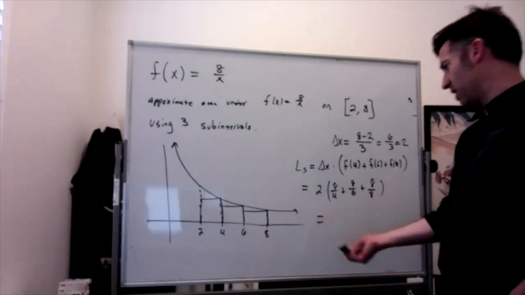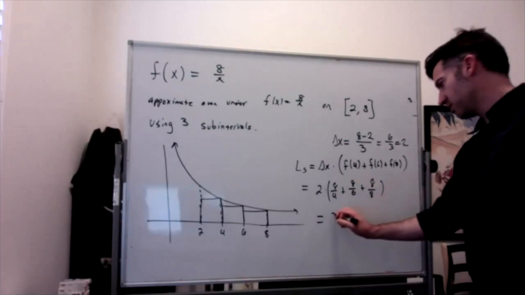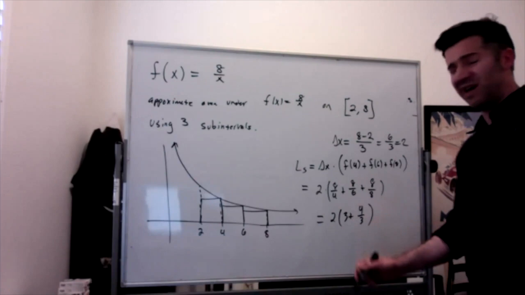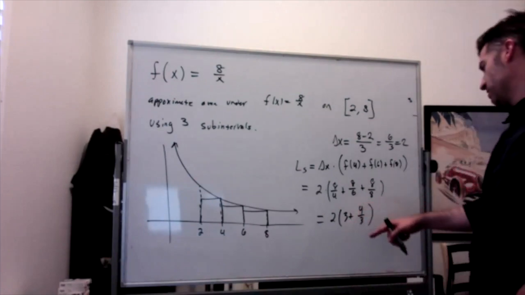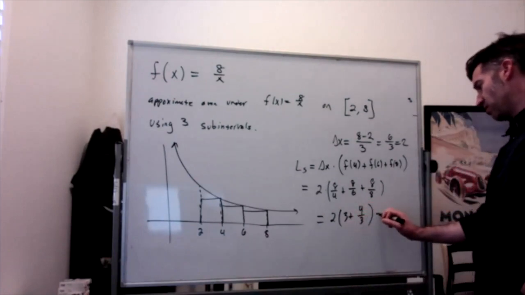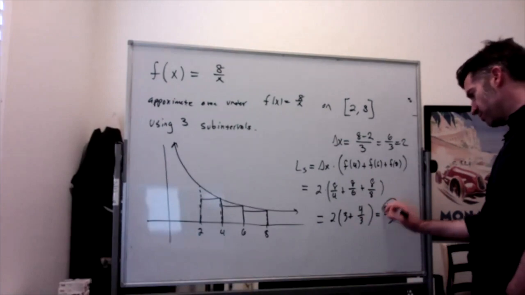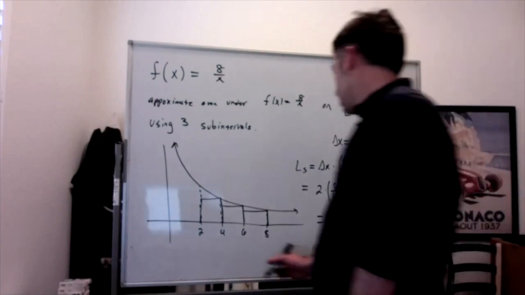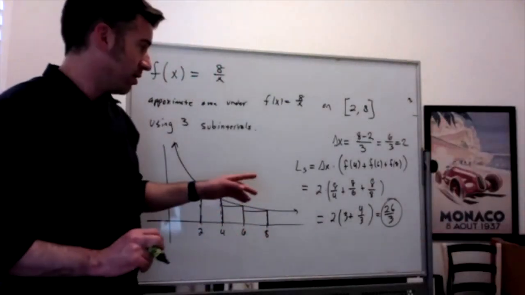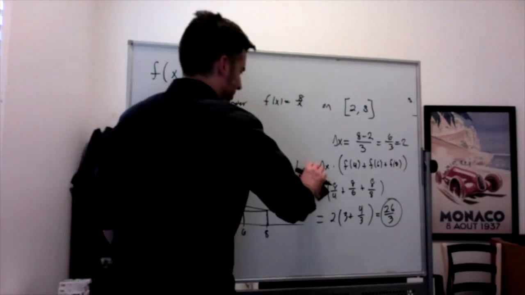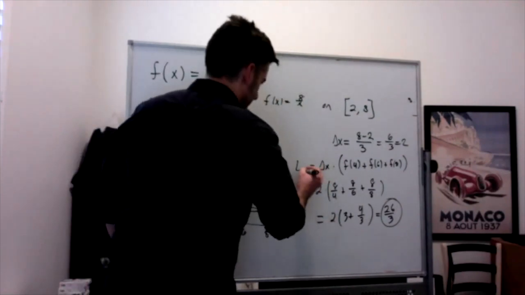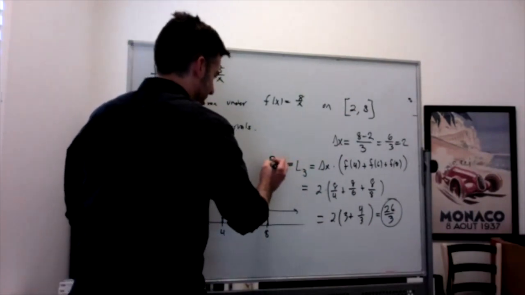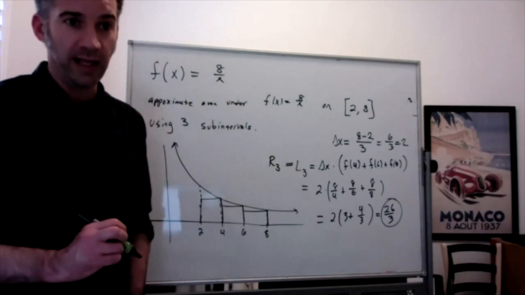And this ends up being something not too terrible. That's 2 times 3 plus 8/6, which is 4/3. I don't know, it's some number. 9/3 plus 4/3 is 13/3, times 2 is 26/3. And that's definitely an underestimate. Notice, by the way, that my lower sum using 3 subintervals, I wanted L3, is also, in this particular case, the same as my sum using right endpoints.